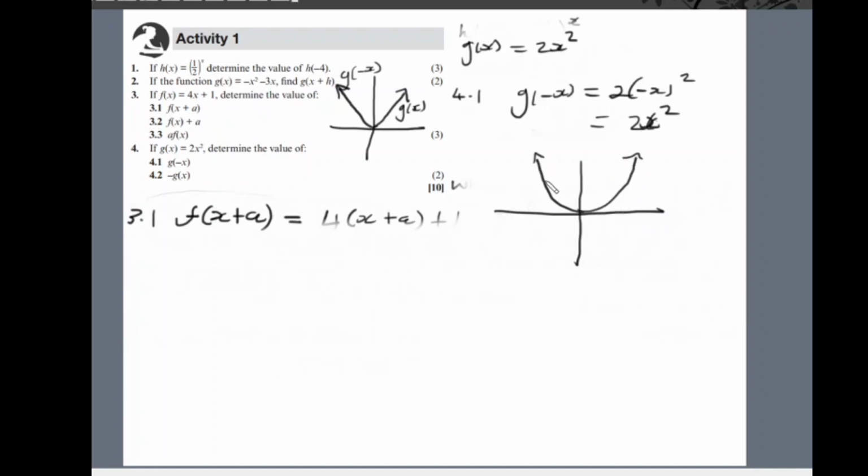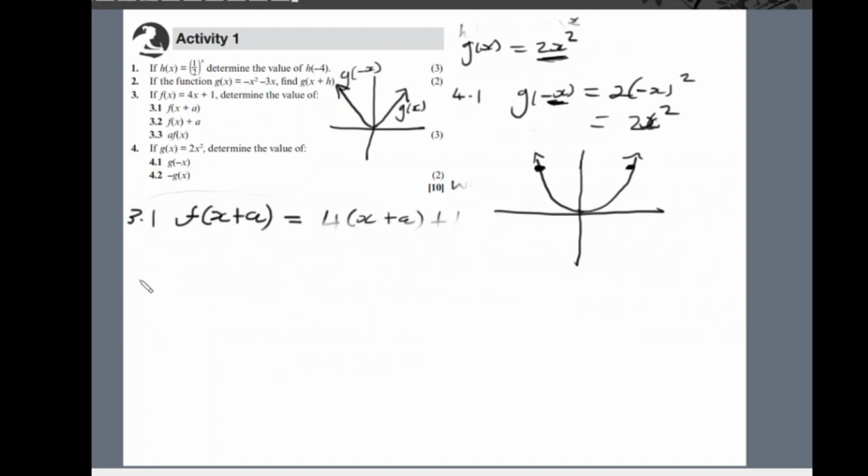When you are reflecting this graph about the y-axis, you will get the original graph, because when you are reflecting, this point will come here and this point will come here. You are in the same position. That is why when we are substituting minus x, we are still getting the original function, right?